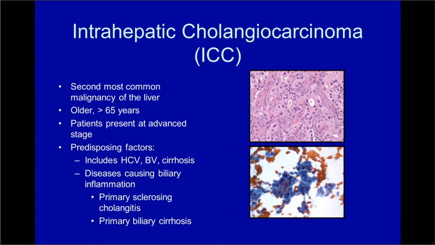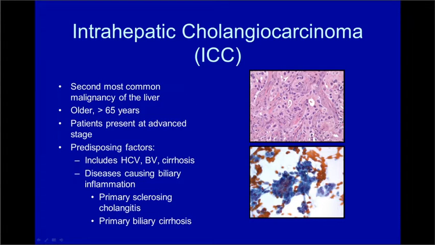In terms of bile duct cancer, the typical pattern is that of a gland-forming malignancy surrounded by abundant desmoplastic stroma. Typically, it occurs in older patients. The patients present at an advanced age. There are a number of predisposing factors. Most of them are inflammatory, so either hepatitis B or C, or cirrhosis, or primary diseases of the biliary tract characterized by inflammation. But the typical morphology is that of an adenocarcinoma.